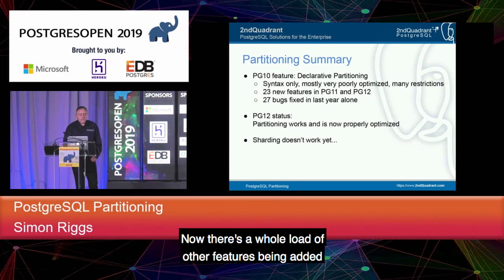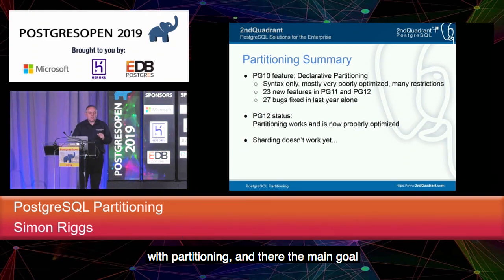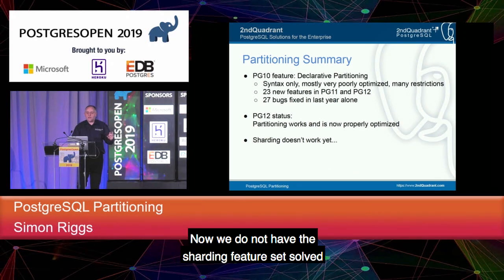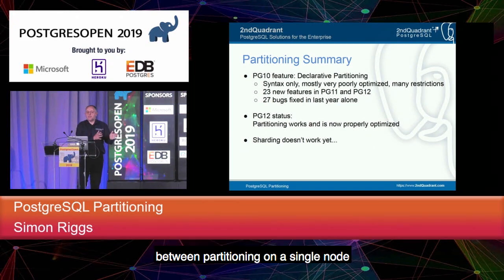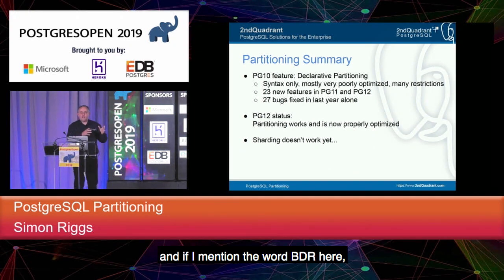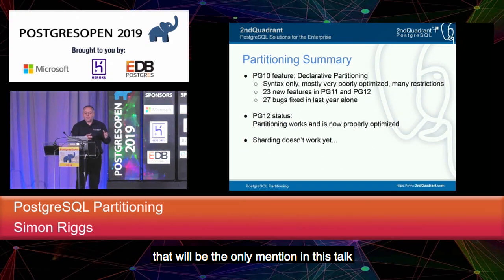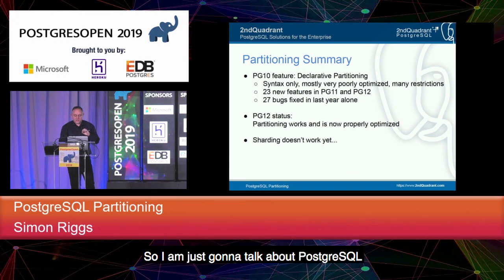So now there's a whole load of other features being added at the moment to Postgres that are kind of interrelated with partitioning, and the main goal of those features is sharding. Now we do not have the sharding feature set solved within Postgres 12, so I wanted to make a clear distinction between partitioning on a single node and sharding across multiple nodes, which is not a solved problem. Okay, so I don't want to confuse you. I'm not going to talk about sharding, and if I mention the word BDR here, that will be the only mention in this talk of the multi-node solution space. I am just going to talk about PostgreSQL and partitioning on a single node.